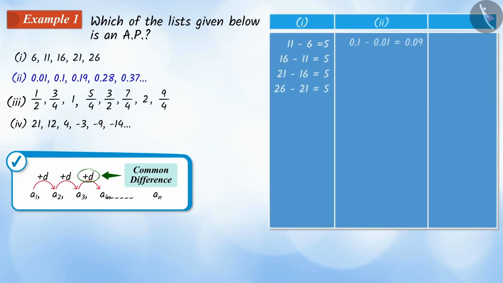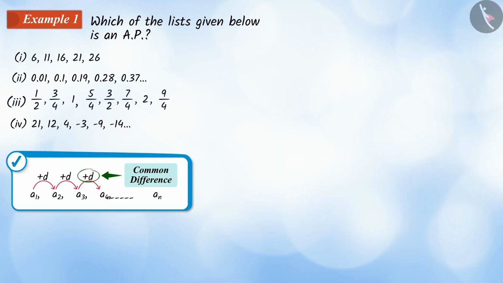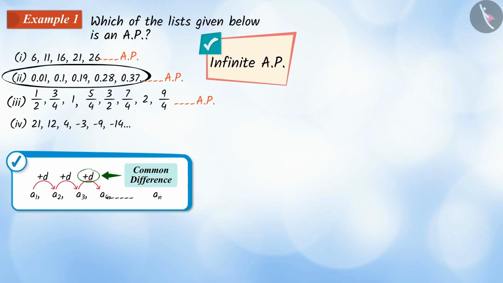If we look at the first, the second, and the third list here, for each of them, we get the same difference between every two consecutive terms. Hence, these three lists are an AP where the first and the third are finite APs and the second is an infinite AP.